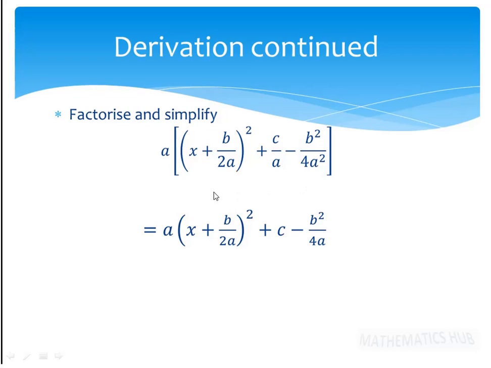And then we remove the big brackets by multiplying by the a that is outside, and then we get to the formula that we have been using in our examples, which is a times (x plus b over 2a) all squared plus c minus b squared over 4a. And that's the derivation of the formula that we have been using.